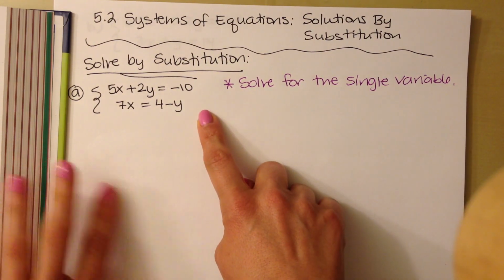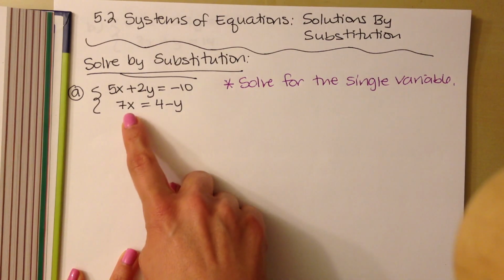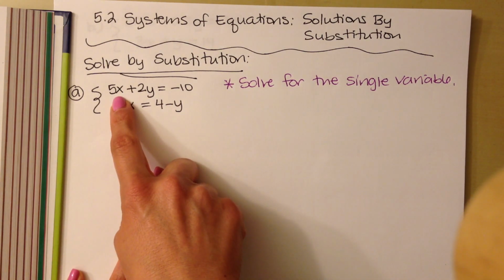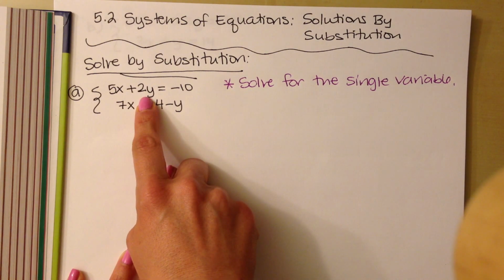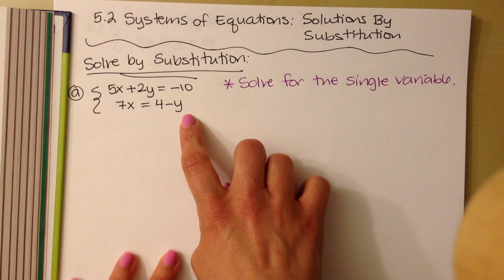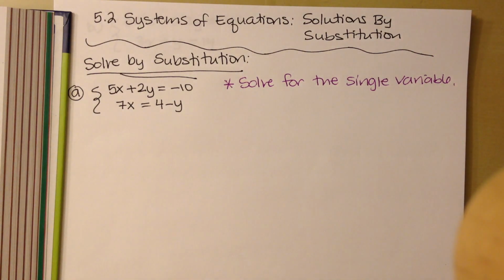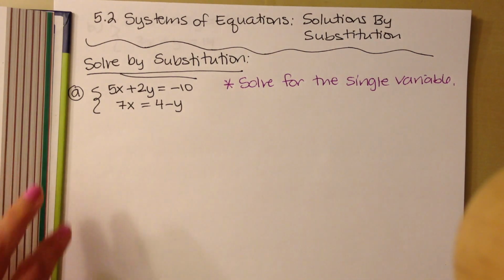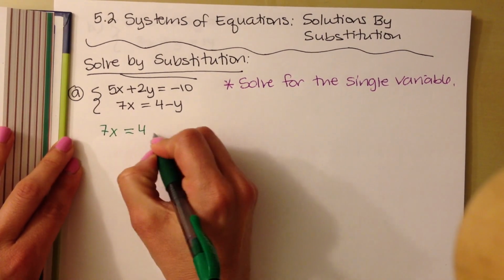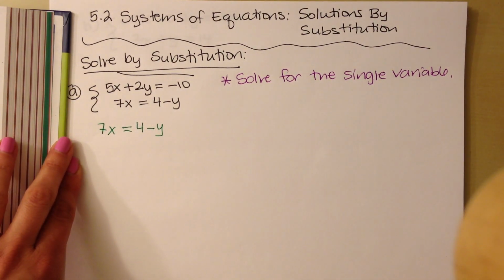So for this example, the single variable is y. If I look at the x here, it has a 7 multiplied to it, or we have 5 multiplied with the x, or 2 multiplied with the y. The only single variable is this one right here. So this is the easiest one to solve for. So we will take the second equation and solve for y. I'm just going to rewrite the equation. Make sure you write out your steps clearly so everything's clear as to how you solved.